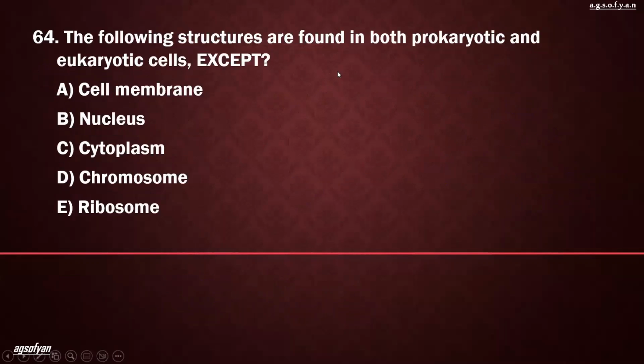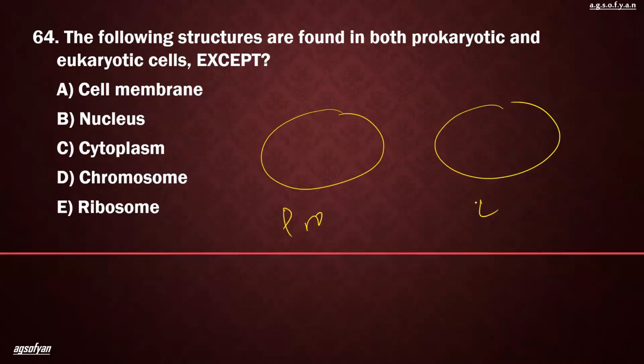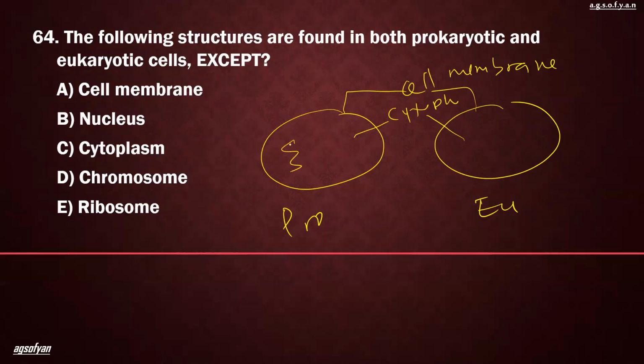Okay, which of the following structures are found in both prokaryotic and eukaryotic cells? Okay, we're comparing prokaryotic and eukaryotic. Of course, all of them have a cell membrane. That's the characteristic of a cell. They all have inside what is called cytoplasm. Okay, they all have DNA or chromosome. Okay, they all have ribosome. But eukaryotic cells have additional organelles like RER, SER, Golgi, mitochondria, and etc.